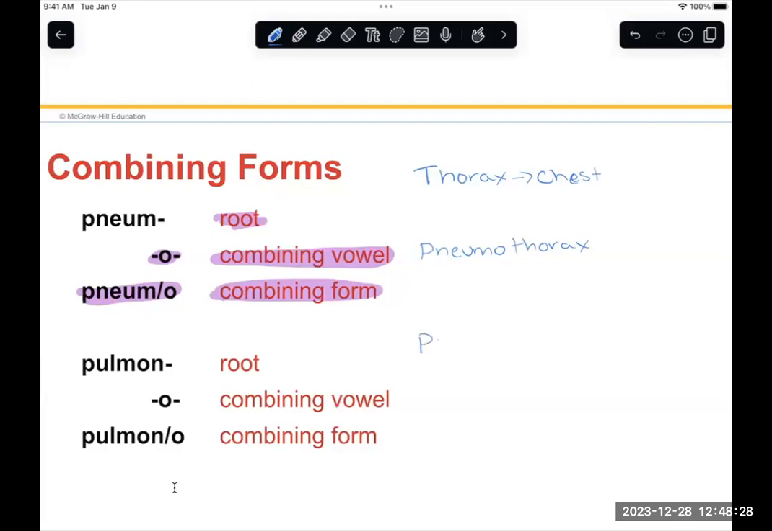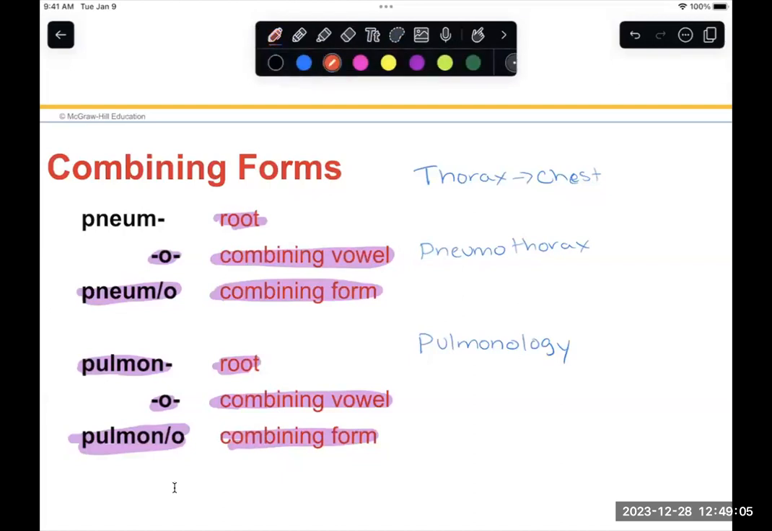We look at pulmonology. Pulmon is the root. O is my combining vowel. So pulmono is my combining form. Ology is a suffix meaning study of. So pulmonology, this whole word, means study of the lung.